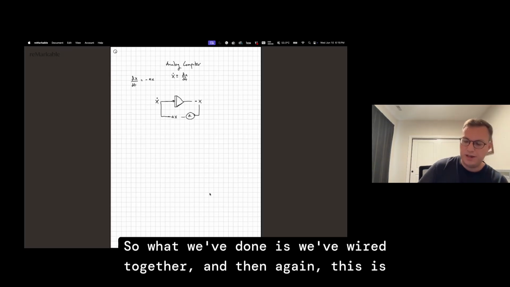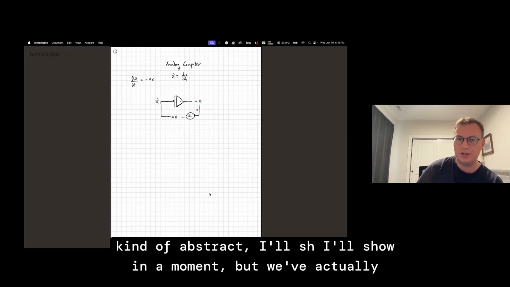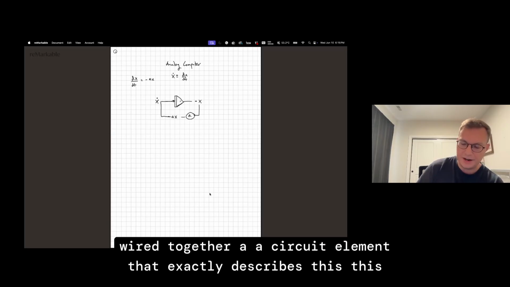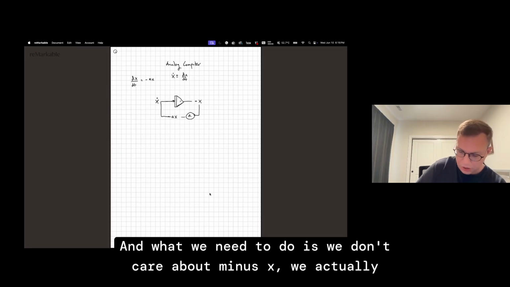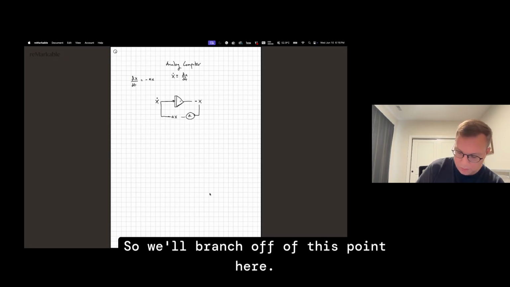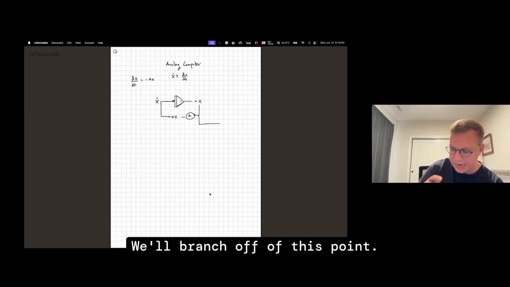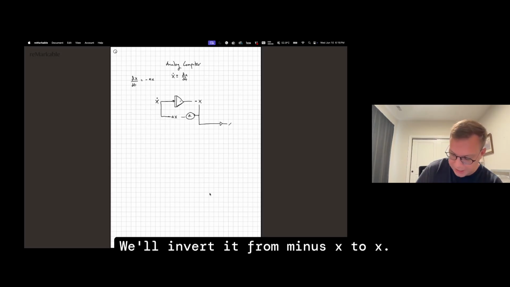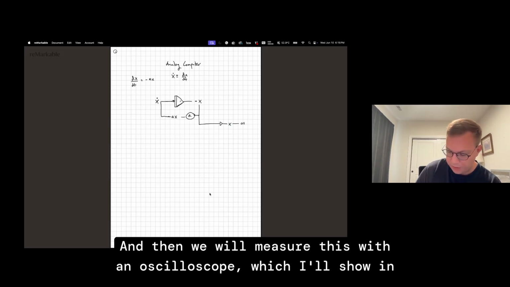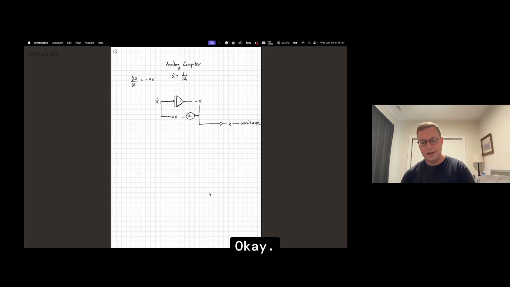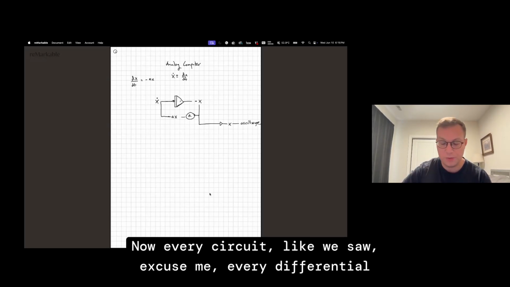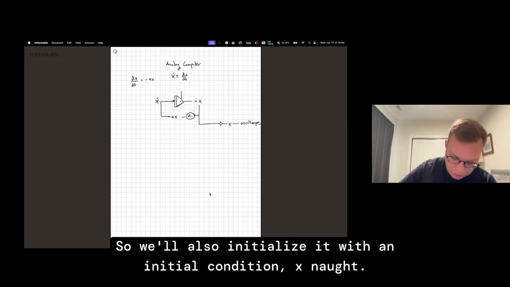So what we've done is we've wired together, and again this is abstract, I'll show in a moment, a circuit element that exactly describes this differential equation. We don't care about minus x, we actually care about x. So we'll branch off of this point, invert it from minus x to x, and then measure this with an oscilloscope, which I'll show in a moment. Now, every differential equation needs some sort of initial condition, so we'll also initialize it with an initial condition x naught.